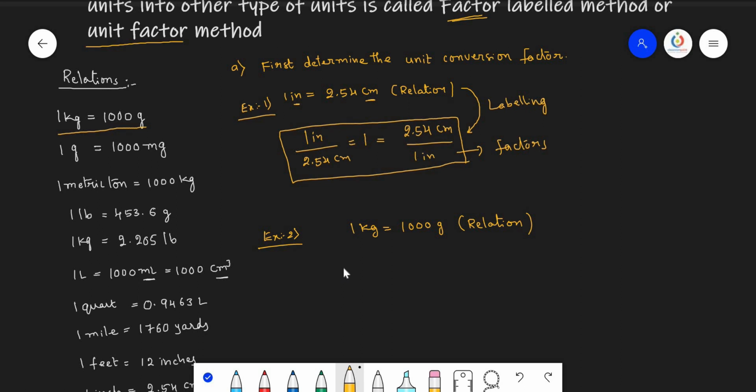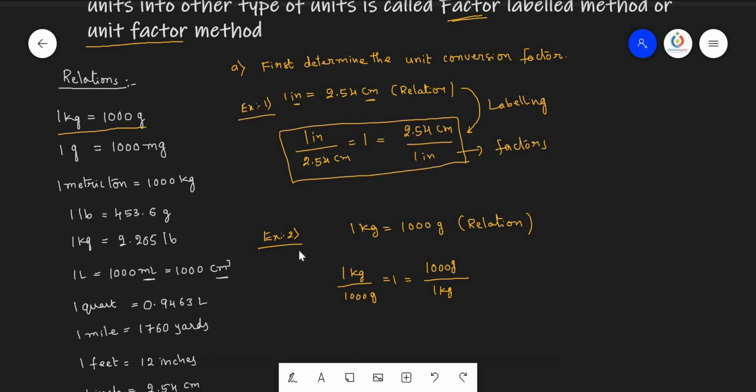How to write the factors? 1 kg divided by 1000 grams is equal to 1. Similarly, 1000 grams divided by 1 kg. So this is writing a relation as a factor. This is the relation, this is the factor, and the process is called labeling. So first of all, whenever a question is asked, we have to write down the relation first, then write down the factor.